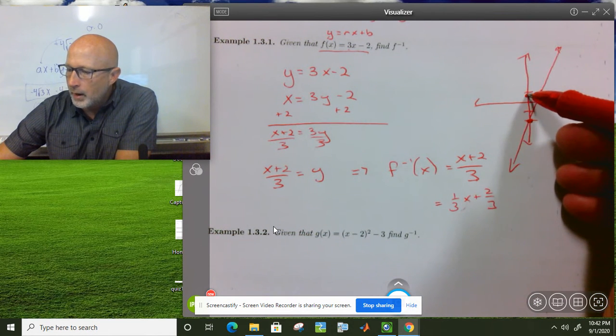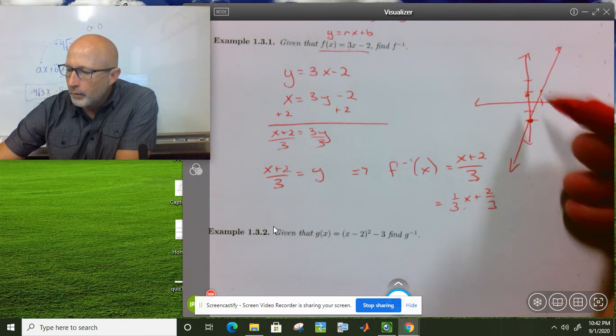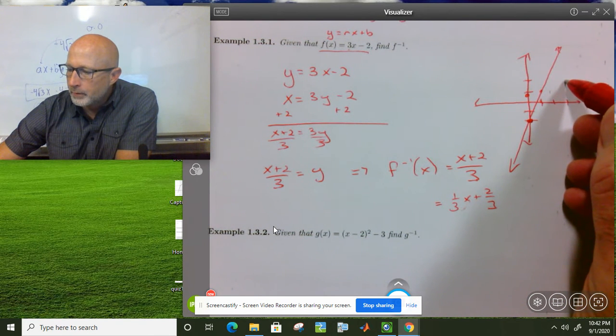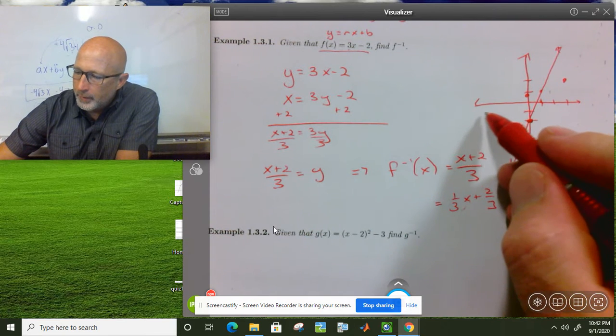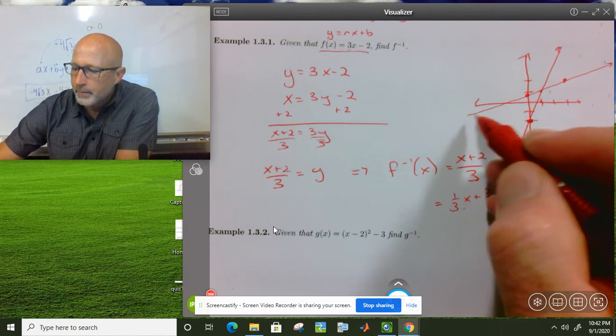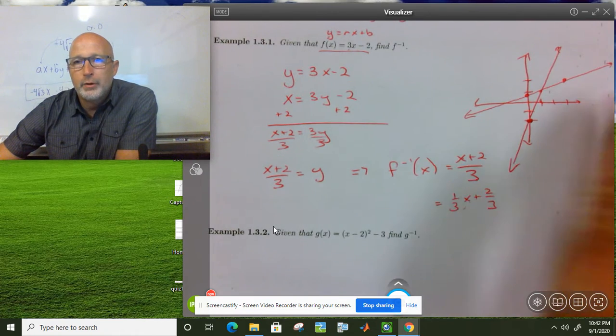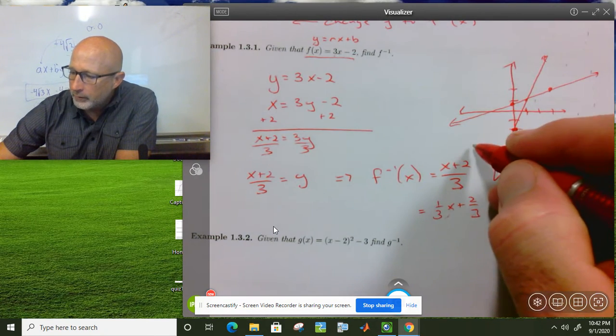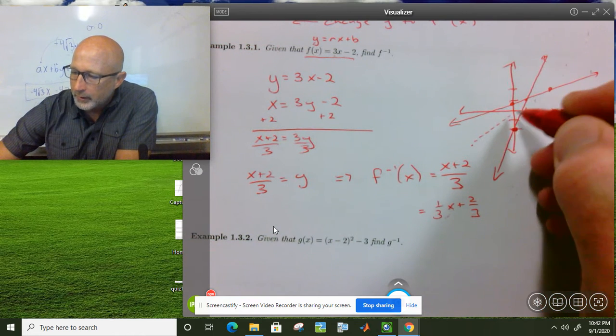So from there, I'm going to go up 1 and over 3. So 1, 2, 3. So it's going to be right there. And that line will look like this. Okay, now if you look at where the line y is equal to x is, y is equal to x is the line that looks just like this.